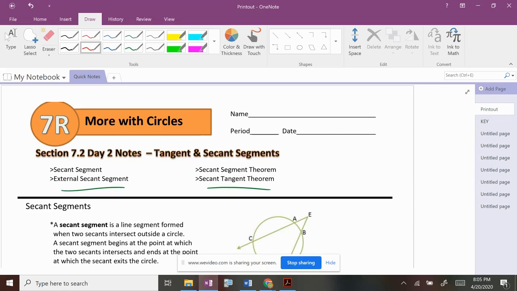Recall way back in Unit 6, the first lesson, that we talked about what is a secant. A secant crosses the circle at 2 points. And then what is a tangent? A tangent crosses the circle at 1 point. And we're going to be looking at secant segments. So of course these secant segments are going to be with an end point and a start point.